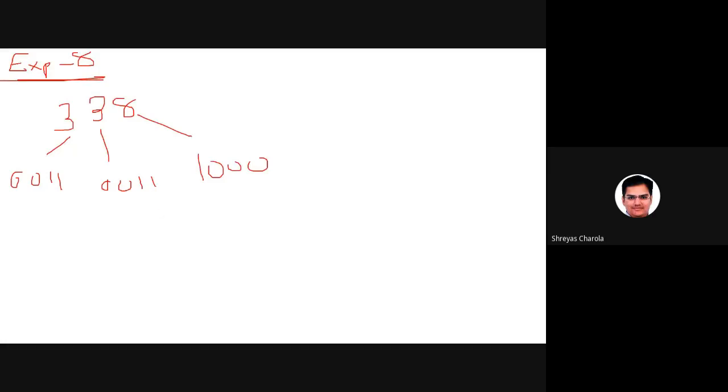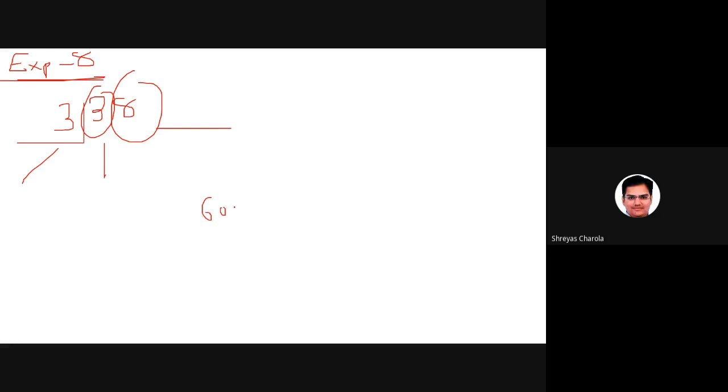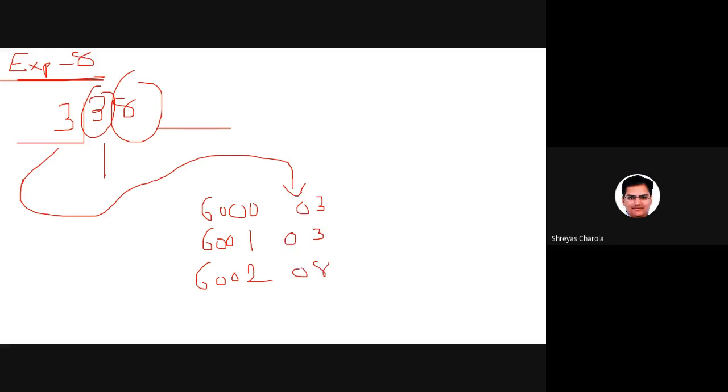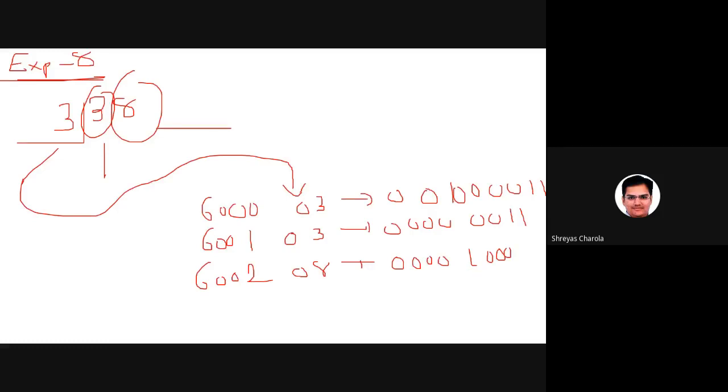That means if I am given any hexadecimal number, what I need to do first is separate out each digit and store it in a memory location. Let's suppose 6001, 6002: copy this here, 03; copy this here, 03 and 08. This is how we need to separate out each and every digit. While storing into memory, this will be stored as 00000011. Here also it will be stored as 00000011, because a total of 8 bits can be accommodated in one memory location. And here it will be 00001000.